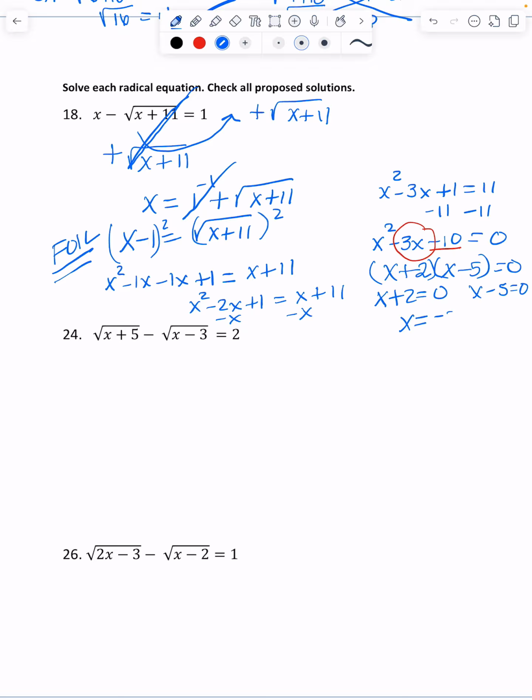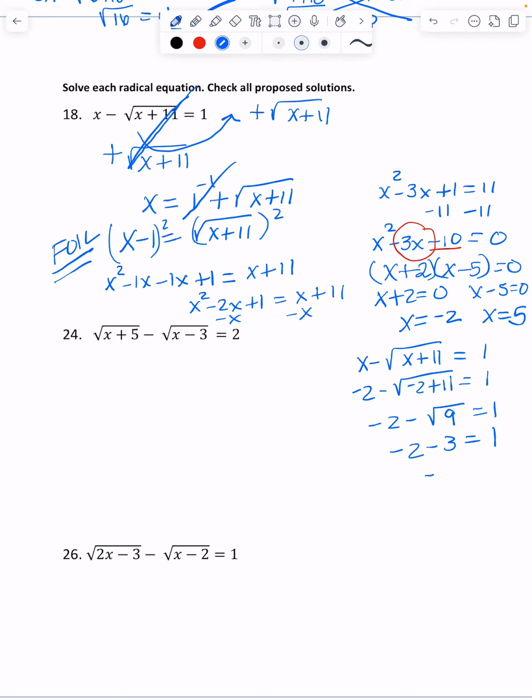My two potential answers are negative 2 and positive 5. So if we plug negative 2 into our original equation, let's see what we get. Negative 2 minus the square root of negative 2 plus 11. I get negative 2 minus the square root of 11 minus 2, which is 9. And I get negative 2 minus the square root of 9, which is 3. Negative 2 minus 3 is negative 5, but that does not equal negative 1.